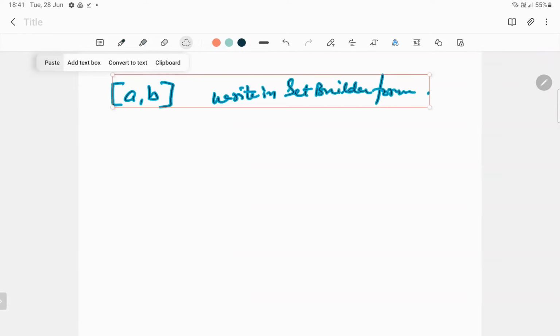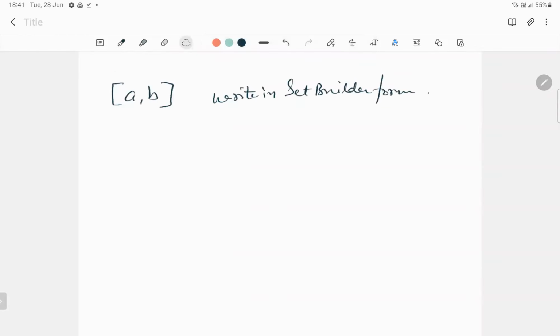Where's the paste option? That's the next issue of using a digital whiteboard, or whatever board you want to call it. I hate this. Anyway, yeah, do it. Write this.